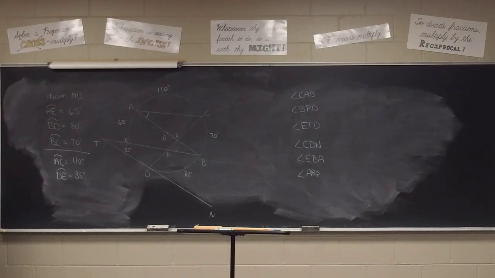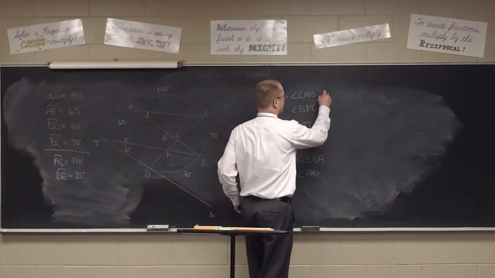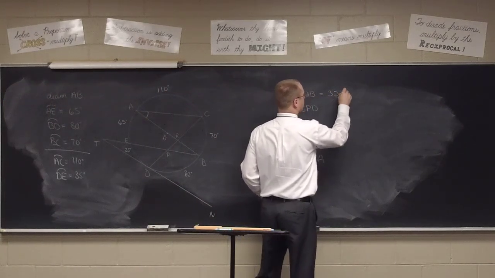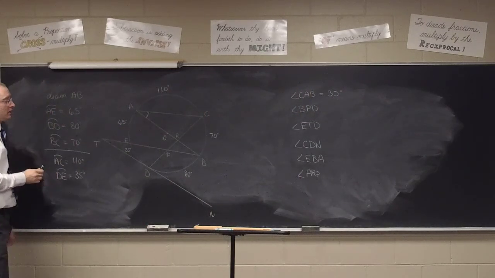How big is angle CAB, class? It's 35 degrees. What kind of angle is it? Inscribed angle equals half its arc. Obviously it cuts off a 70-degree arc.